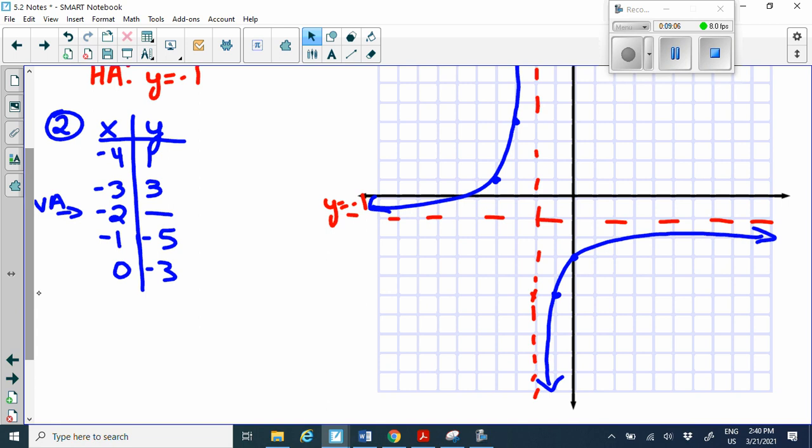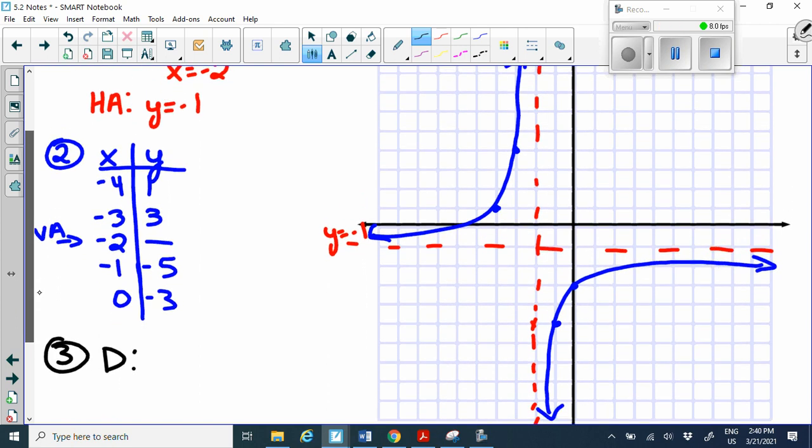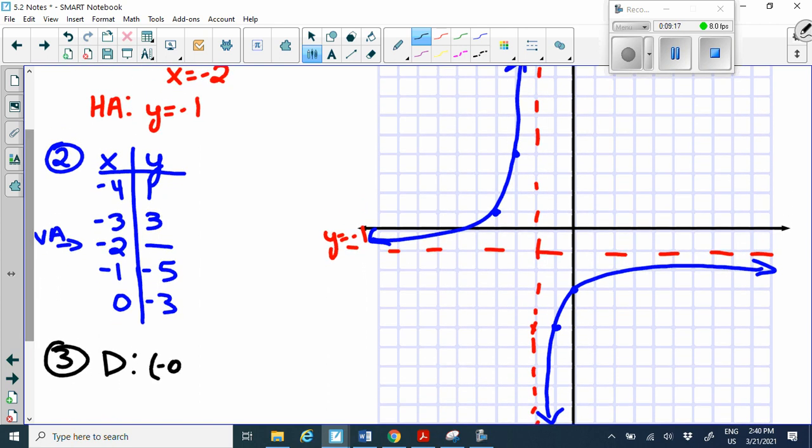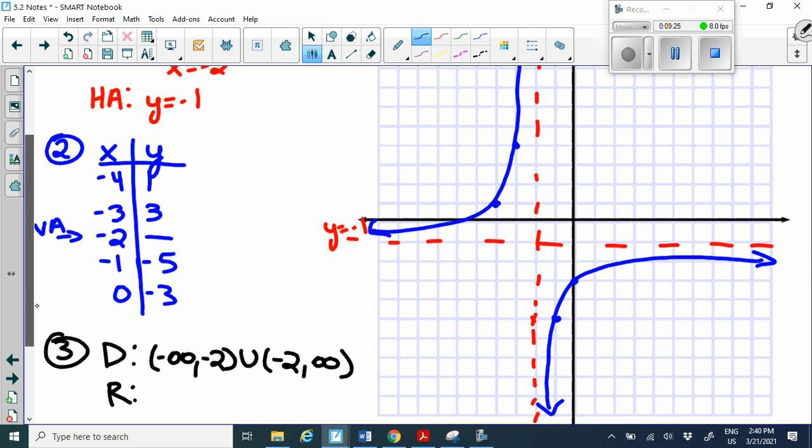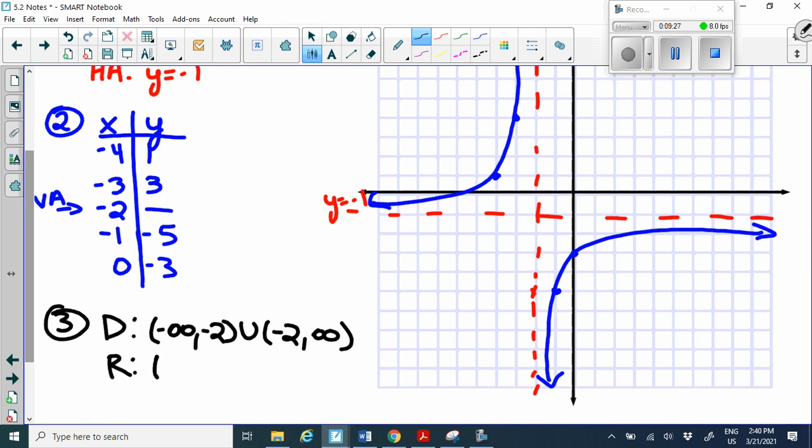Okay, now from there we do need to do domain and range. So domain, remember, deals with the vertical asymptote. We said the vertical is at negative 2. So we go from negative infinity to negative 2. Don't forget the union, and then negative 2 to infinity. And then our range deals with the horizontal asymptote, which in this case is negative 1. So we go from negative infinity to negative 1, and then negative 1 to infinity.